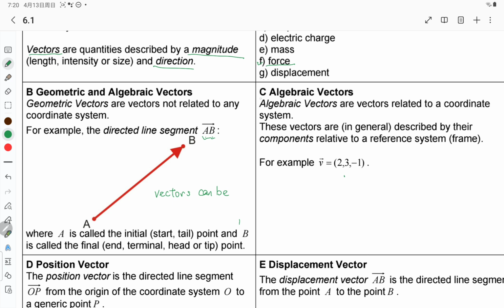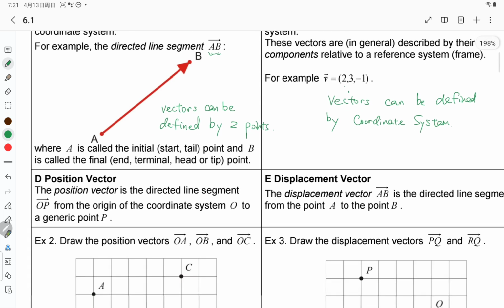And then on the right, C is saying a vector can also be defined using a coordinate system. But I think we have learned it somewhere before, right? So vectors can be defined by 2 points, and here vectors can be defined by a coordinate system.